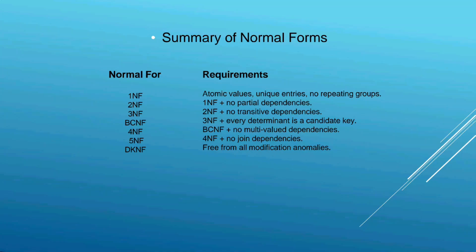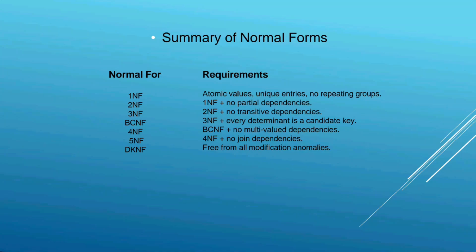3NF. In 3NF, we eliminate transitive dependencies. That means non-key attributes should only depend on the primary key, not on other non-key attributes. This helps make the structure even more focused and prevents indirect redundancy.